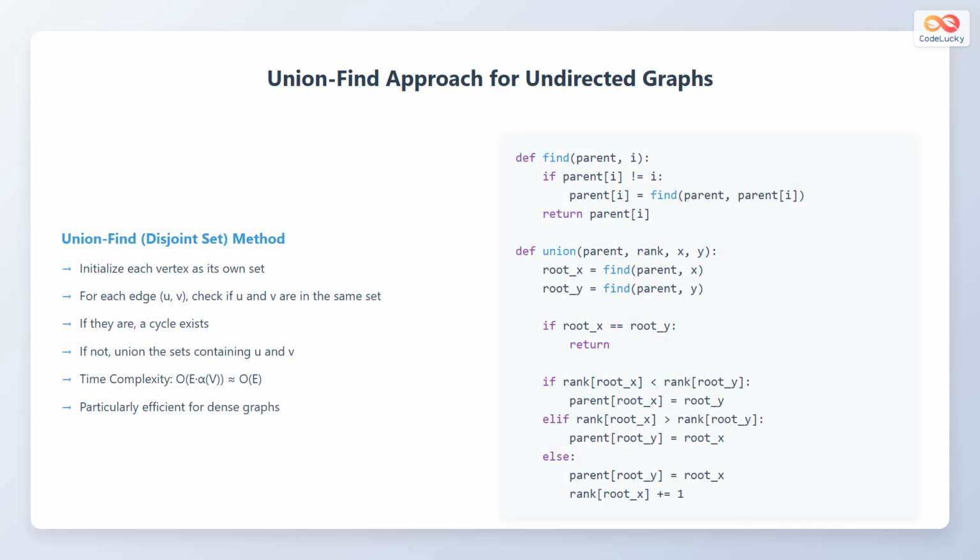Another method for cycle detection in undirected graphs is the union find, also known as the disjoint set method. The steps involved are as follows. Initialize each vertex as its own set. For each edge UV, check if U and V are in the same set. If they are, a cycle exists, otherwise, union the sets containing U and V. The time complexity is approximately O(E), making it particularly efficient for dense graphs. Here's the code for the find and union functions.